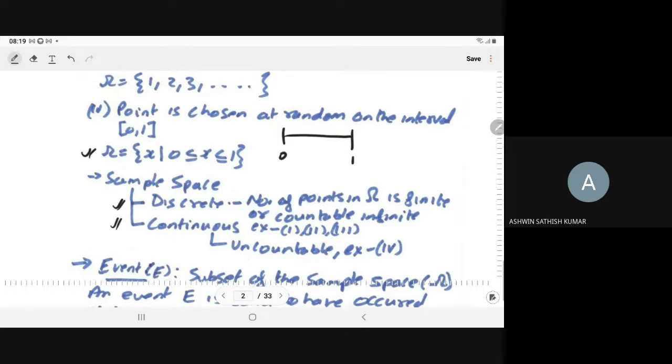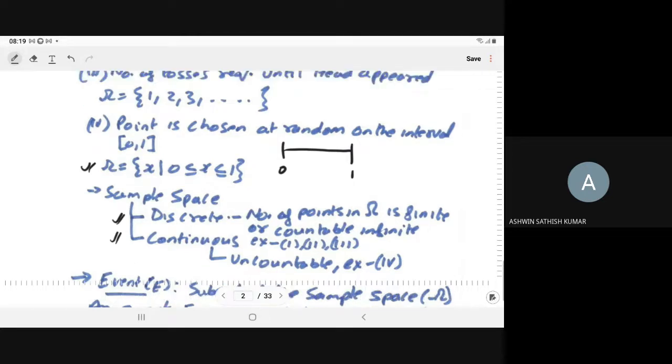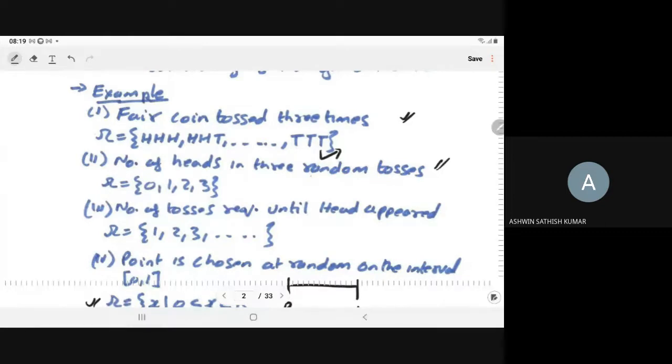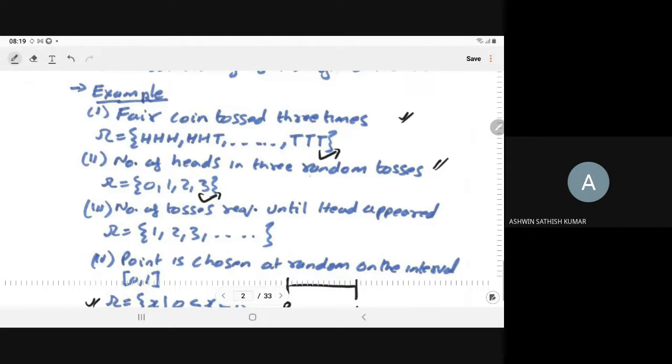What is the meaning of a discrete sample space? When the number of points in the sample space is finite or countably infinite, then we say it is discrete. For example, here we have 8 elementary events, here we have 8 elementary events, and here we have 4 elementary events. That means the number of sample points in the sample space is finite, so we say it is discrete in nature.